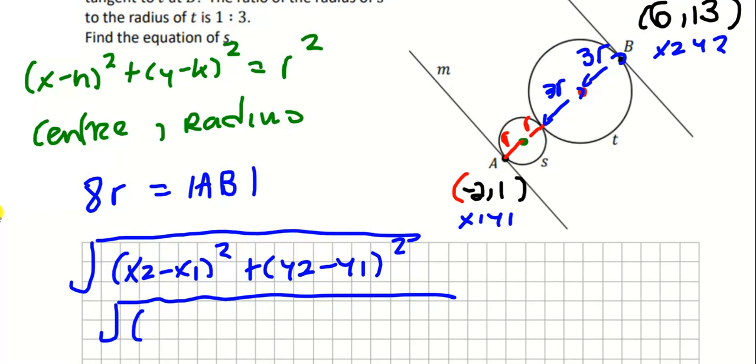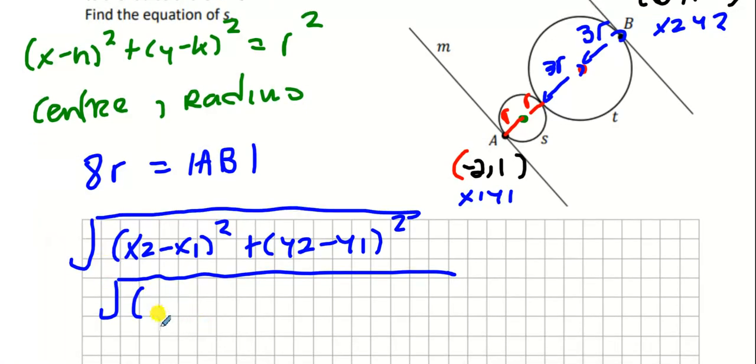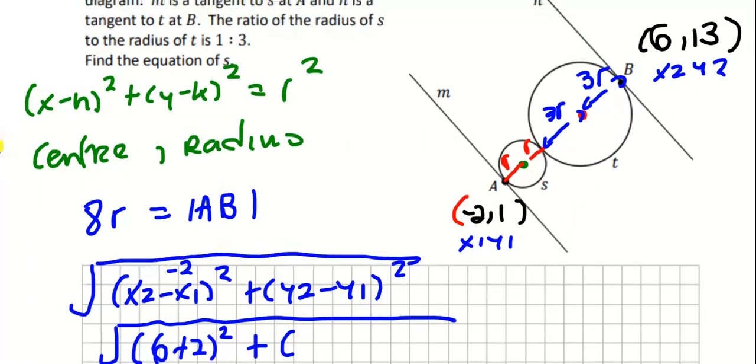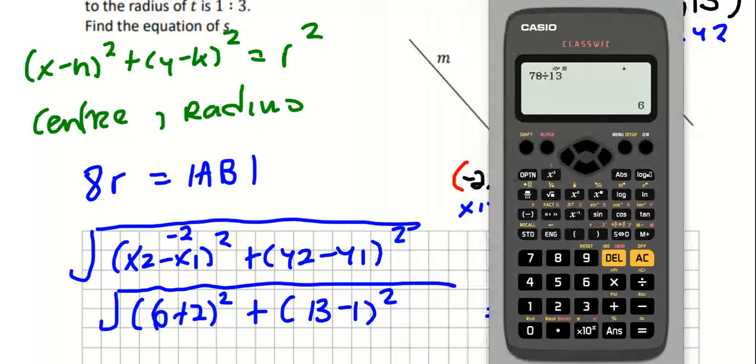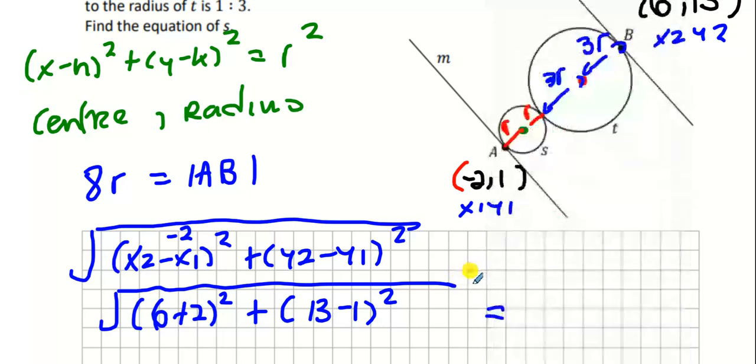It's going to be 6, and then minus minus 2, so that's 6 plus 2 squared. And then the other side is y2, which is 13, take away 1 squared. You've got to put all that into the calculator. Now, I'm just going to take a shortcut here because I know 6 plus 2 is 8 squared, and then 13 minus 1 is 12 squared. And then we get an answer of 4 root 13.